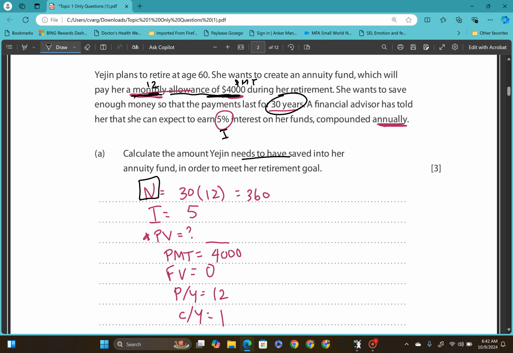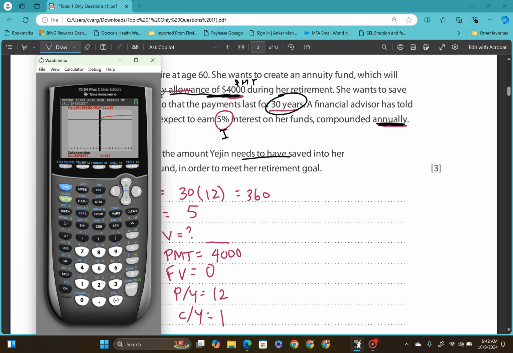As we said, monthly means 12. And the compounding per year, did you catch this? It says compounded annually, so that has to be 1. So I'm going to go to my calculator. I'm going to hit apps. Option number 1 is finance. We're going to go to TVM solver, and then you're literally just going to go ahead and plug this in.